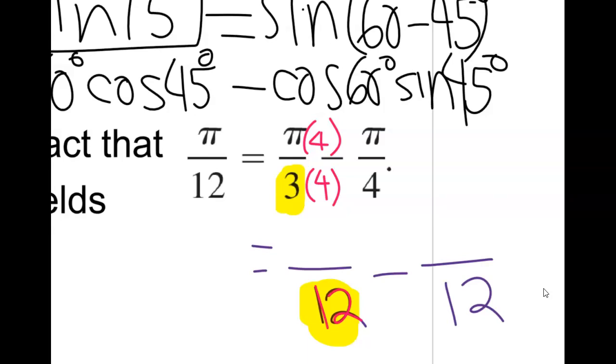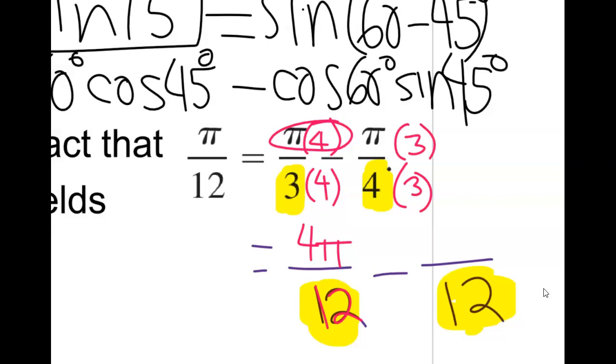So if we multiply the numerators, we will have 4 pi. Now for the second fraction, we also want to have a 12 and we have a 4. The only way we could get a 12 from 4 is by multiplying it by 3. And whatever we do to the bottom, we must do to the top. So here, 4 times 3 is 12, and then pi times 3 will be 3 pi. Now that they have the same denominators, we can just subtract the numerators, and that will give us 4 pi minus 3 pi. That will be 1 pi over 12.